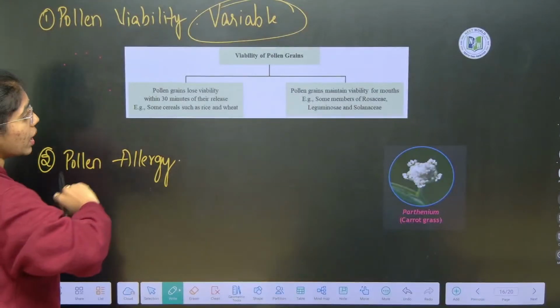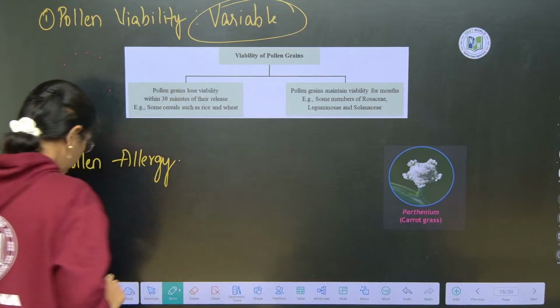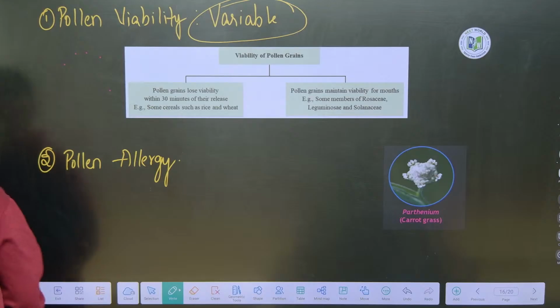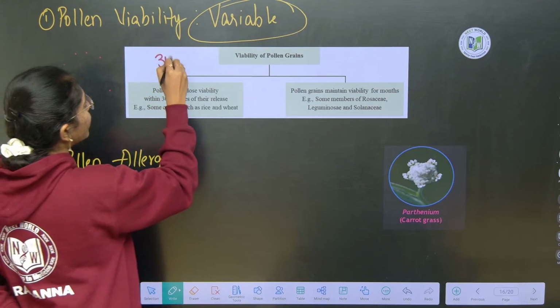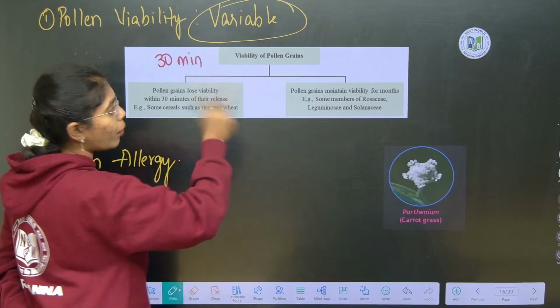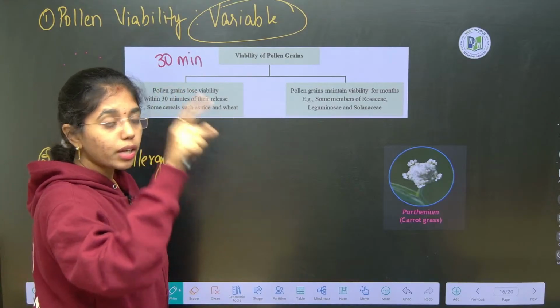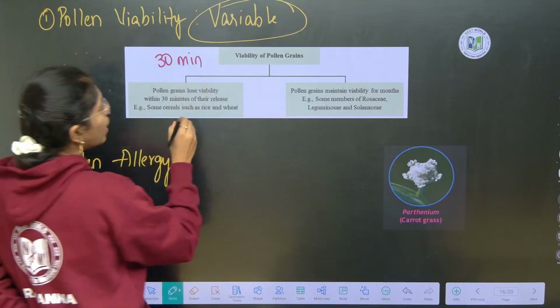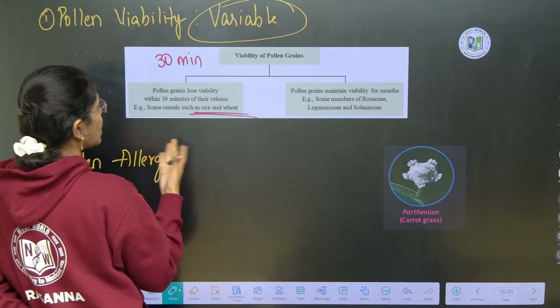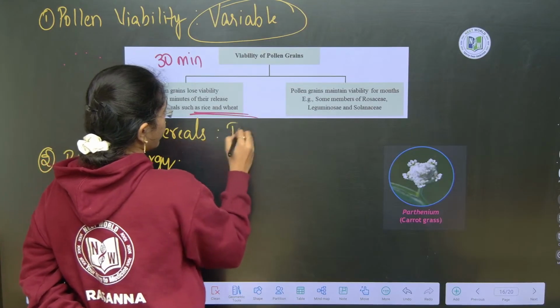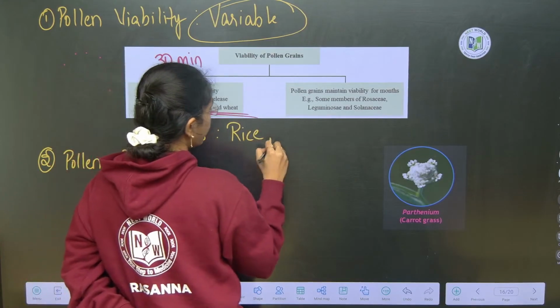Here, if you see, just 30 minutes of pollen viability will be there. Once after the pollen release, it can fall on the stigma and germinate only within 30 minutes. That is observed in cereals like rice and wheat.